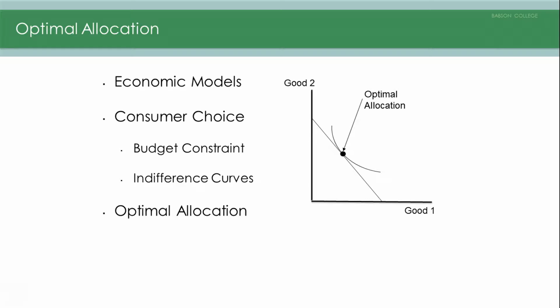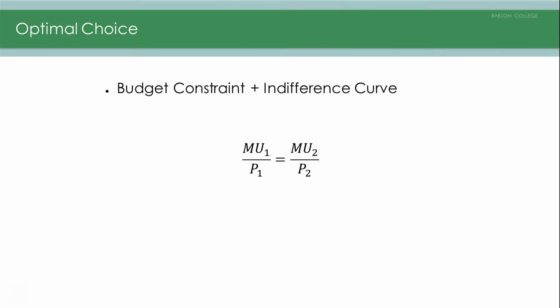And that's going to be that point of tangency, the highest indifference curve that we can get to while still remaining within our budget constraint. What we saw is at that optimal choice, the marginal utility per dollar spent was the same across all of the products that we have.